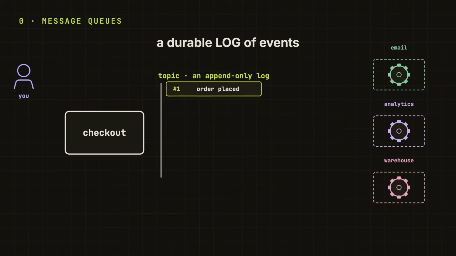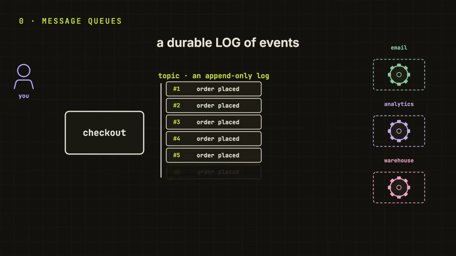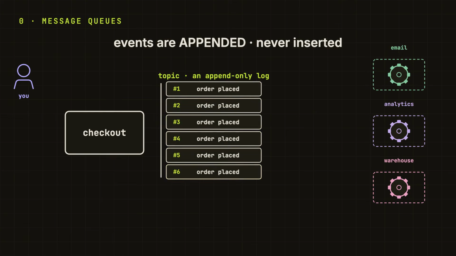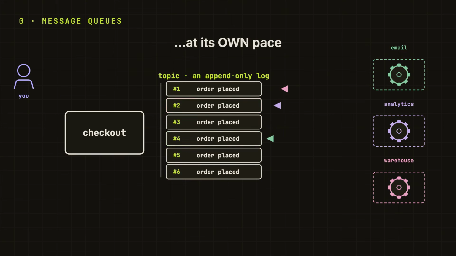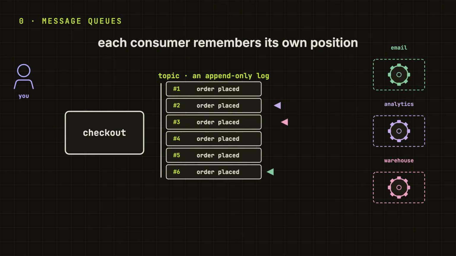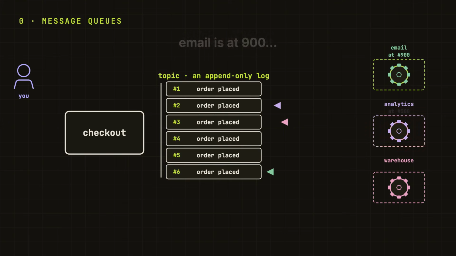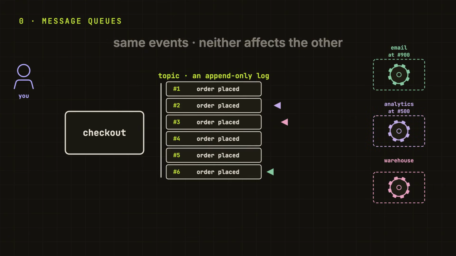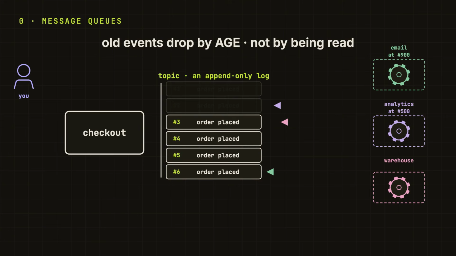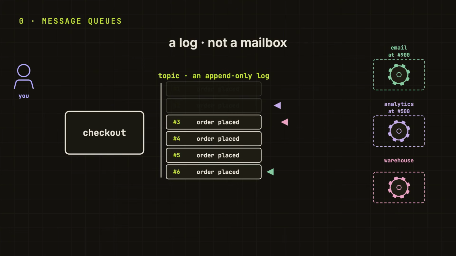Kafka, at high level, is a durable log of events. Events get appended to named streams called topics, and many different consumers can each read through the log independently at their own pace. And here is the key difference from a plain queue. Reading a message does not remove it. The log just keeps growing, and each consumer simply remembers its own position in it. So, the email service can be at position 900 while the analytics service is still at 500, reading the very same events without either affecting the other. Old events are dropped later by age, not by being read. That is why it is used for event streaming and data pipelines everywhere.